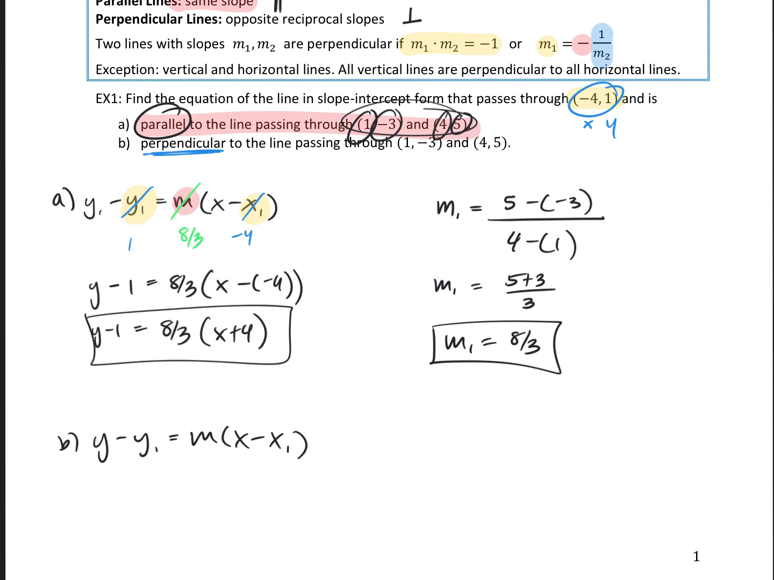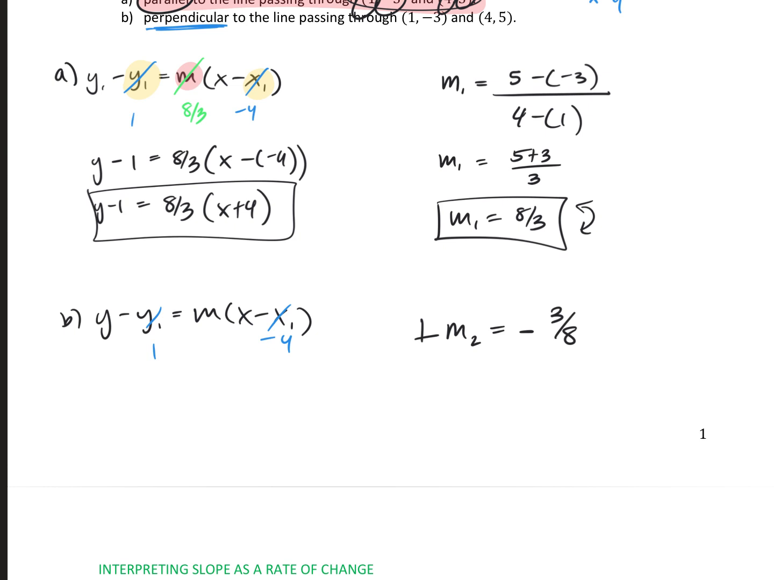We're still going to use the same x and y value. That's not changing. The only thing that changes is this time my slope is perpendicular. So I need a perpendicular one. So my slope is the opposite reciprocal of 8 over 3. Since it's a positive 8 over 3, I'll take a negative. And the reciprocal of 8 over 3, switch that around, is 3 over 8. And that is my new slope.